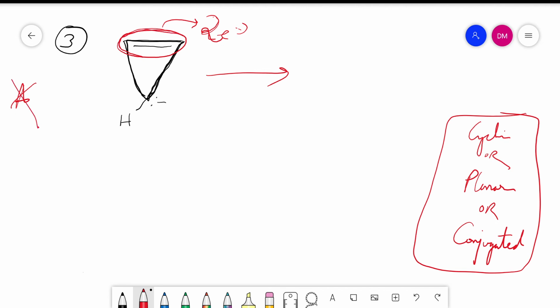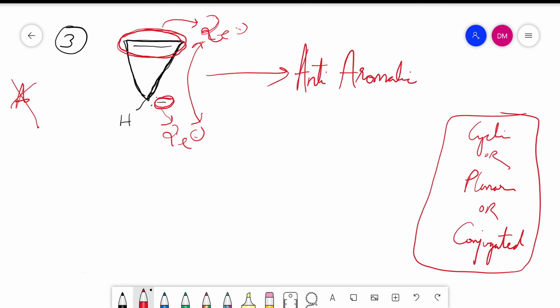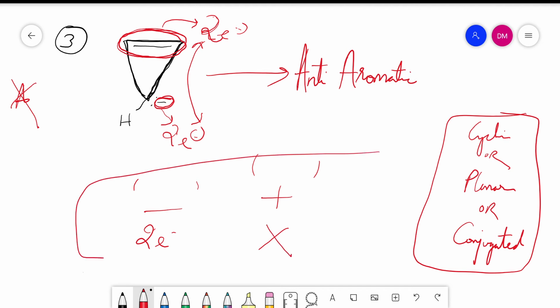Here you can see a single pi bond is present, which means two electrons. You must have also noticed a negative sign over here. Negative sign also means two electrons. So 2 electrons plus 2 electrons makes 4 electrons. So it is anti-aromatic. But if a negative sign is present, you must consider that as 2 electrons. But if a positive sign is present, no need to consider this one. This is the main thing which must be kept in mind. So let's move to the fourth question.